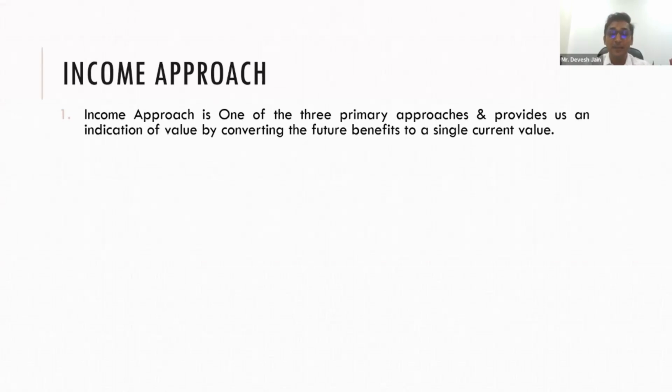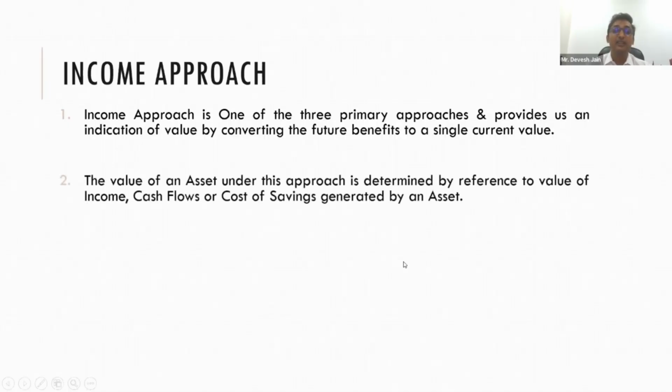In income approach, as all of us know, it converts the future benefits to the single current value, to the present value. The value of an asset under this approach is determined by reference to value of income, cash flows, cost of savings. So basically, income approach operates on the principle of net annual income that is generated by the property.